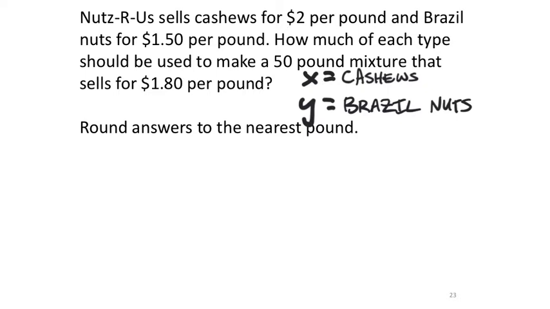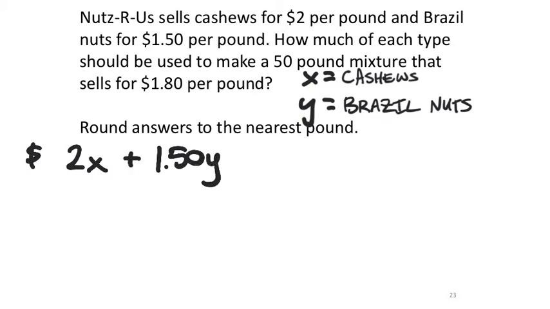Again, I just like to use X's and Y's so I have some consistency there, but you don't have to. First off, I'd be looking at the equation for the money. If you take the number of cashews and multiply it by $2, we know how much of the mix came from the $2 per pound cashews. And then it's $1.50 for the Brazil nuts, which I chose to be Y.